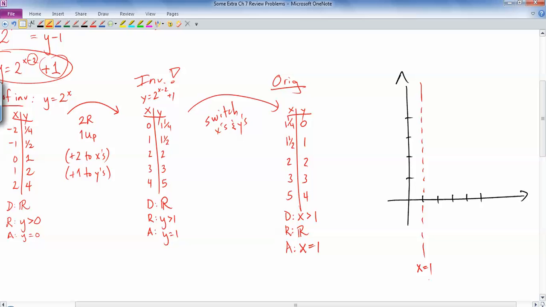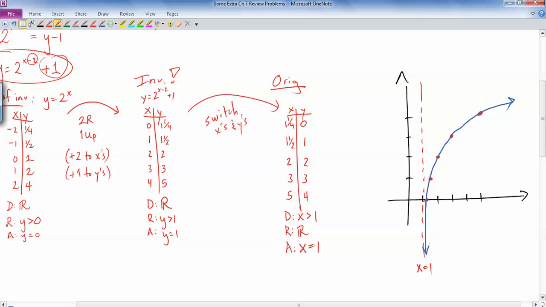Let's see, when x is 1 1/4, y is 0, so that's about there. When x is 1 1/2, y is 1. When x is 2, y is 2. When x is 3, y is 3. And when x is 5, y is 4. And you can kind of tell this thing is going to have to hug the asymptote and then curve off to the right like this.